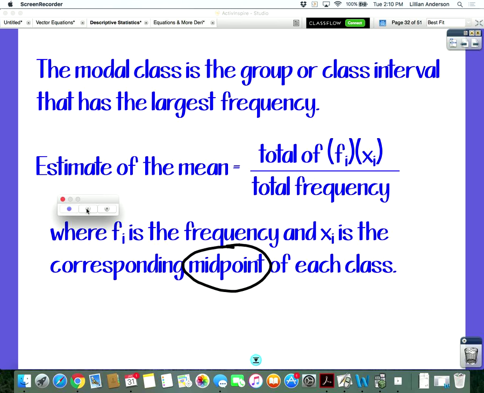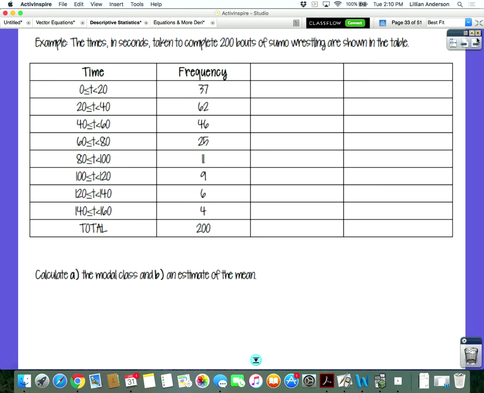So take a look at this next example that we have, okay? I believe we have something talking about some times of a sumo wrestling match, okay? It asks you to find the modal class. That should be easy enough, right? You're looking for the class with the what? With the most? Most what? Most frequency, okay?